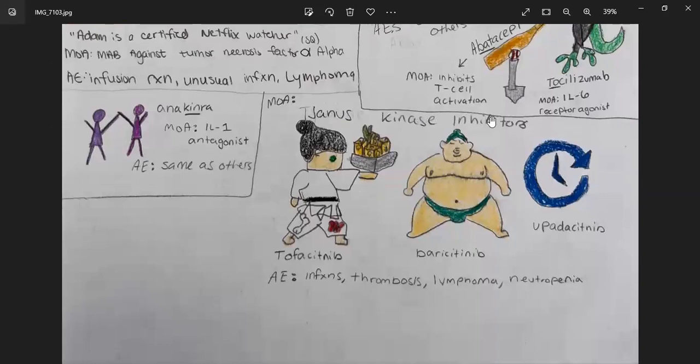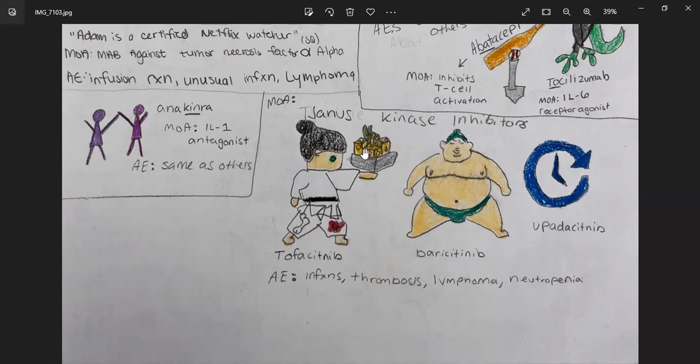Then we have our Janus kinase inhibitors. Janus always kind of reminds me of Japanese for some reason. And they're kind of similar to your TKI, and TKI always reminds me of TKO, so people who are fighting. So we have a Japanese fighter. We have 2 different types. We have this chick who's a kung fu fighter, and she's holding tofu. And then we have this sumo wrestler who is very large. He's bariatric.